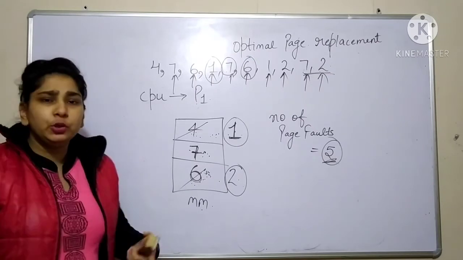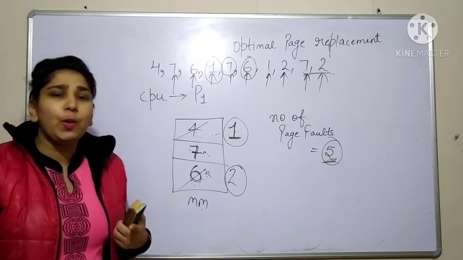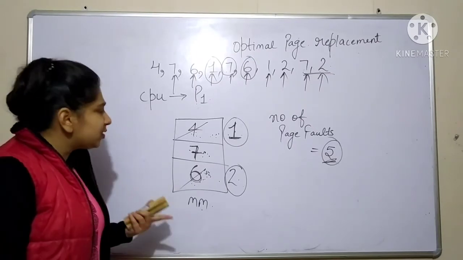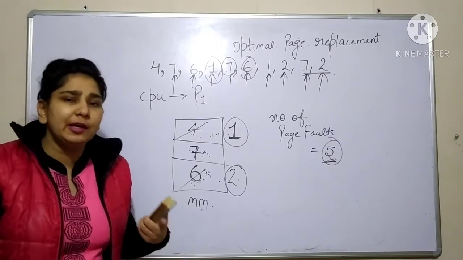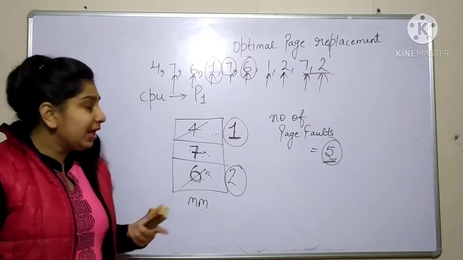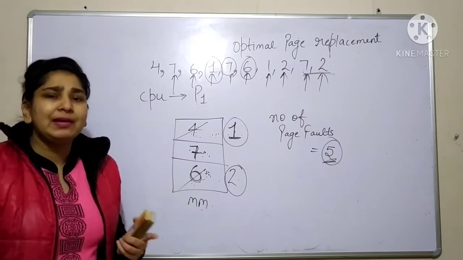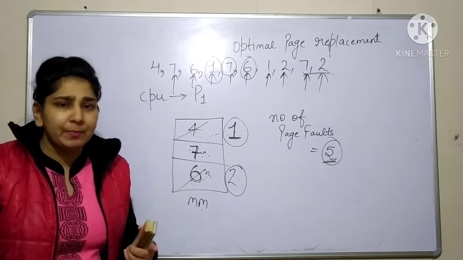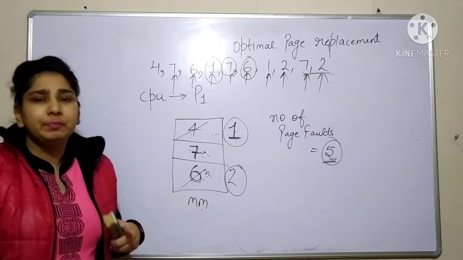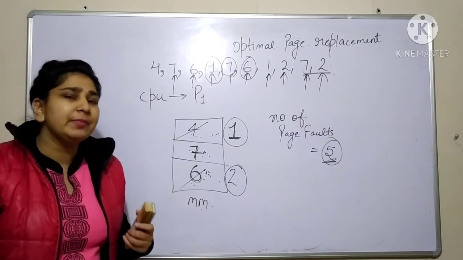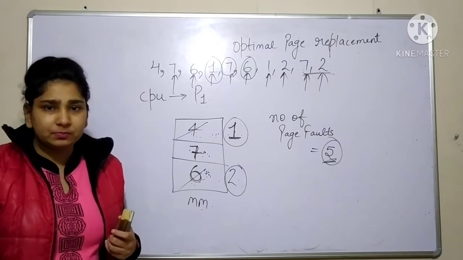If you get to know that some page is required in the future, you don't swap out that page if it is required in the near future. Because if you swap out that page from main memory, you again have to load that page in the main memory. So time is going to be wasted.